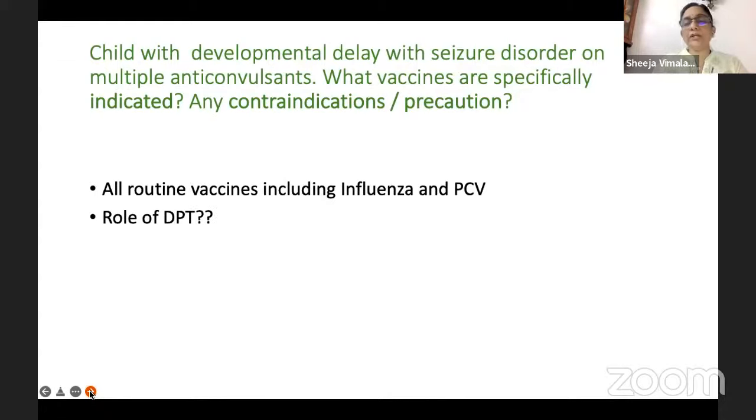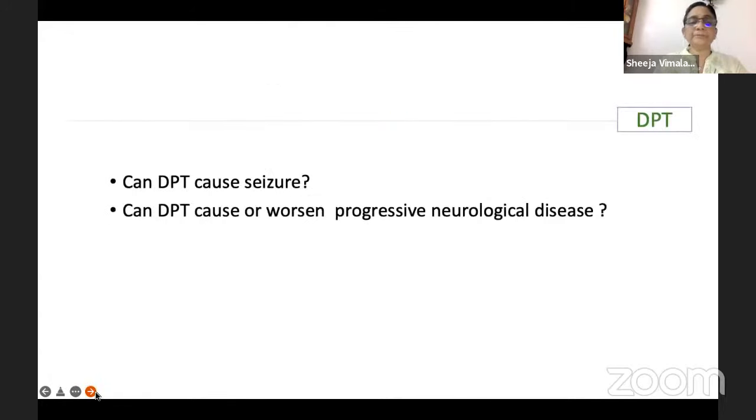What would be your advice regarding DPT? This is a child with developmental delay with seizure disorder. It can be a cerebral palsy. It can be a neuroregressive disorder. So what is your answer regarding DPT? For that, you need to know two answers. Can DPT cause seizures? Can DPT cause or worsen a progressive neurological disease?